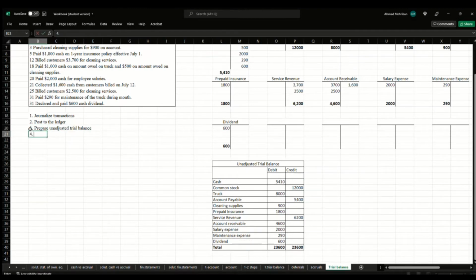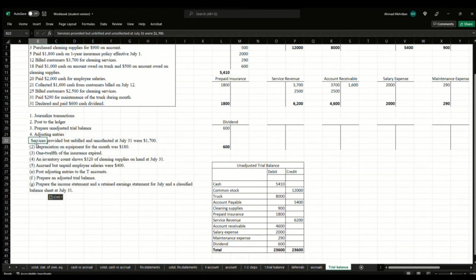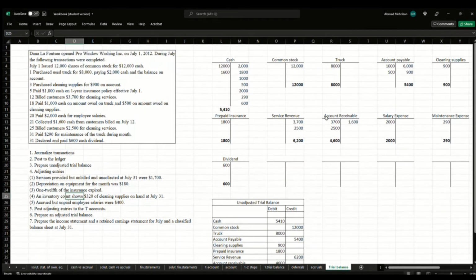Now the fourth one, we will go through adjusting entries, and we are given those adjusting entries, and here they are. Let me just copy and paste here all of the entries that we have to do. Okay, so adjusting entries are 5, and after all of this, we will input them into our books. Now, I will try to change the color so that the entries related to our adjusting entries will stand out.